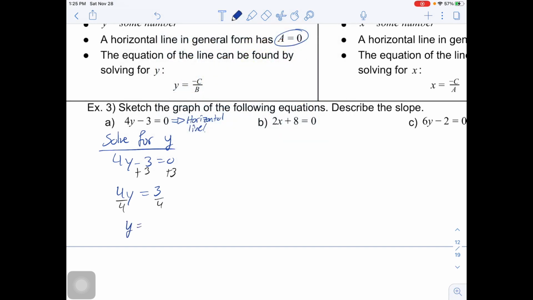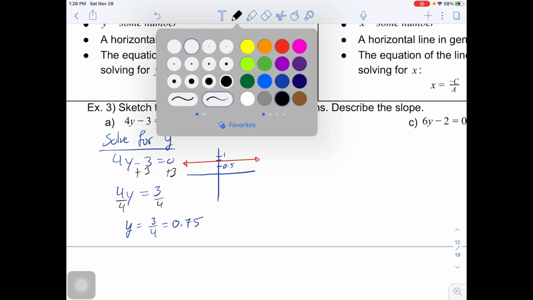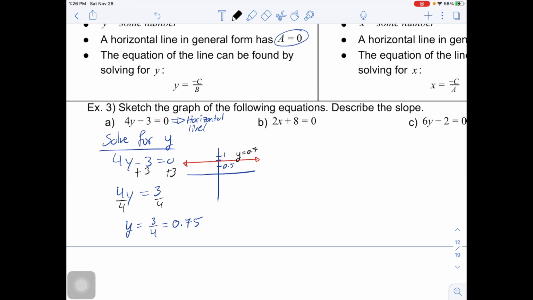So I get y equals 3 over 4, which also is 0.75. So on a graph, if we have 0.5 and then 1 right here, well, right here would be where y is 0.75. So any x value that occurs, your y value is always 0.75. So there is your line. And this is the line of y equals 0.75.